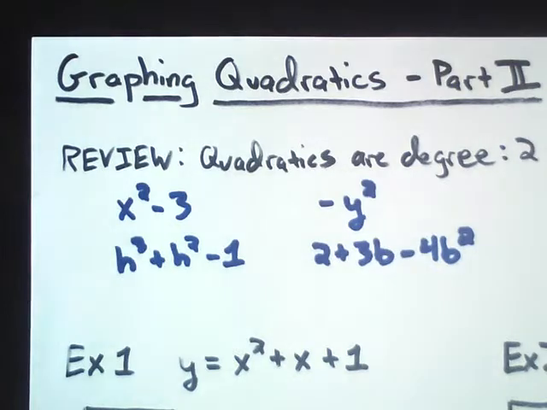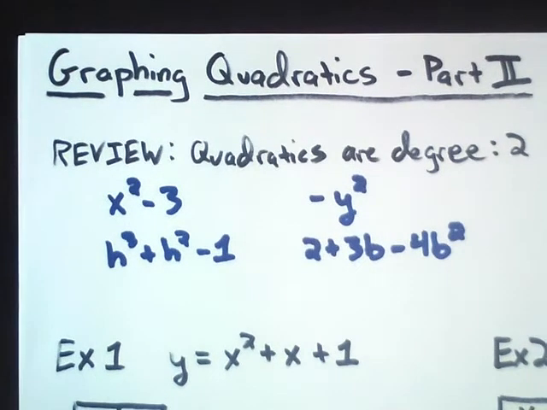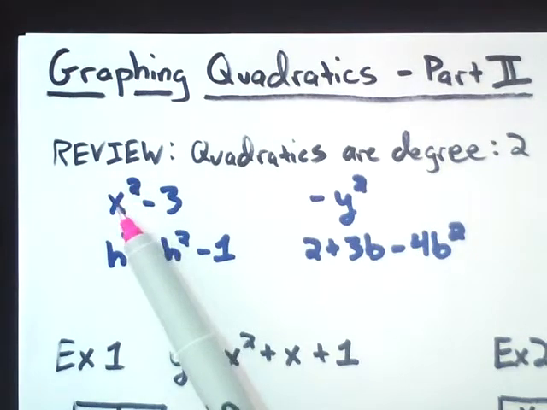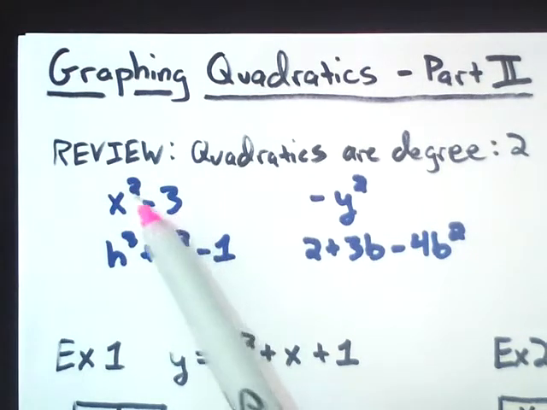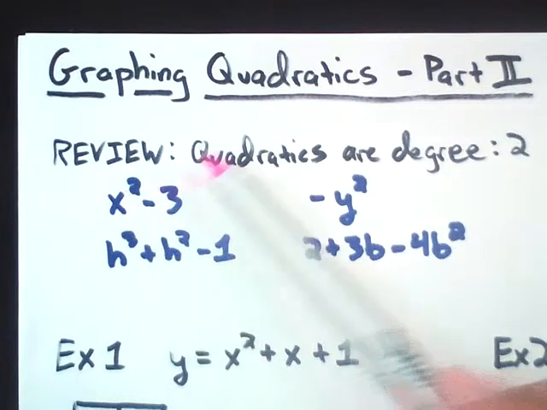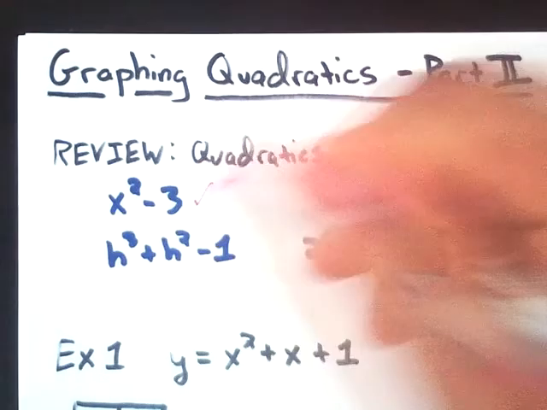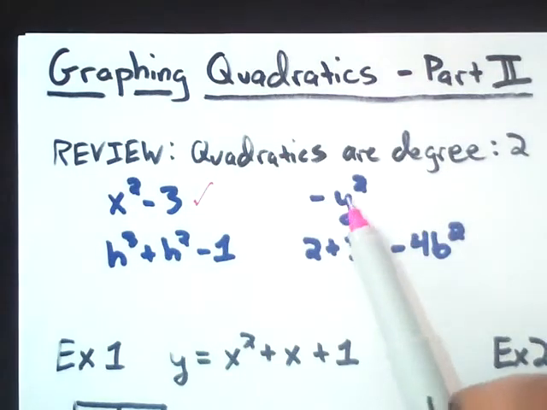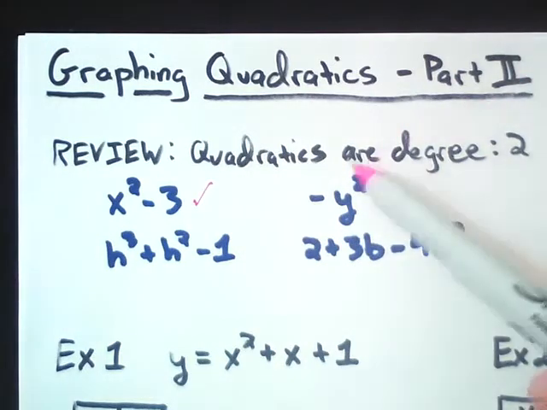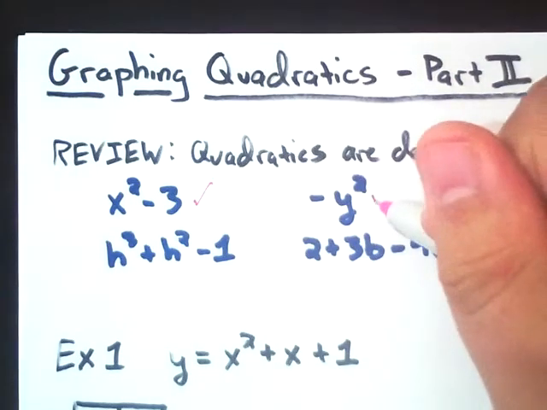And just a quick review. Any polynomial is a quadratic if it has a degree of 2. So looking at these blue examples here, x squared minus 3, the biggest exponent we have is 2, so that would count. This would be considered a quadratic. Over here, negative y squared. Doesn't matter that we're using a y. The only rule is it's got to be degree 2, so this qualifies.